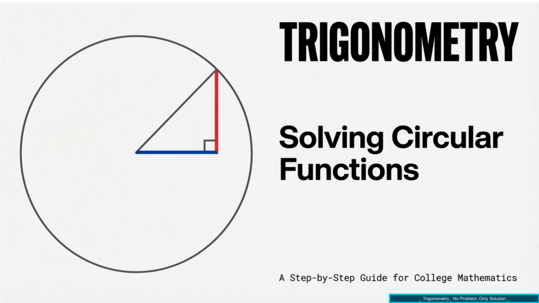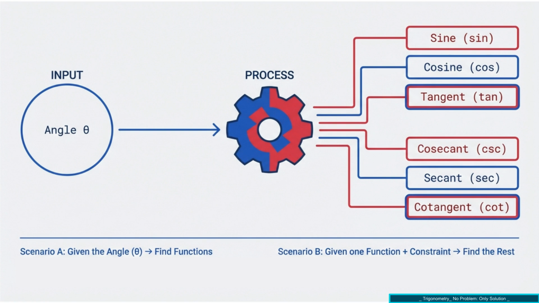Welcome to this 17th video on trigonometry, specifically focusing on solving circular functions. This is a step-by-step guide for college mathematics. Trigonometry involves an angle input that processes into 6 circular functions: sine, cosine, tangent, cosecant, secant, and cotangent. We will cover 2 main scenarios to find these functions.